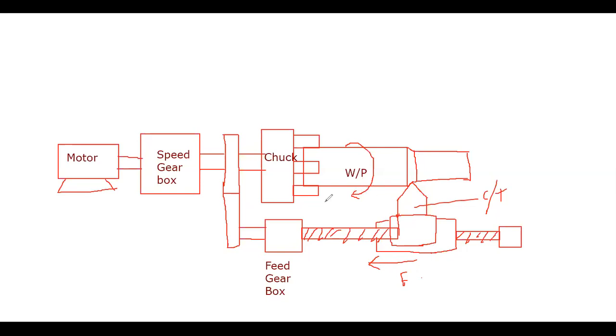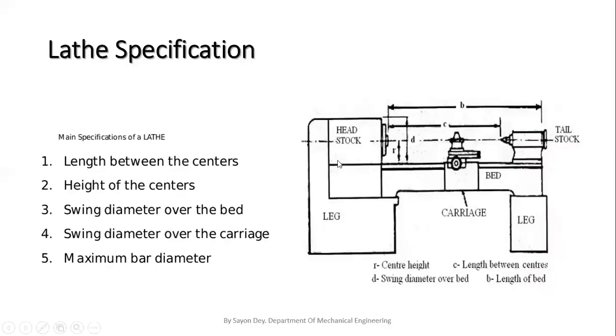So again I'm going back to my slide. After the construction part, I'm going to the specification part. How to specify a lathe? Suppose you want to buy a lathe, you first have to specify which type of lathe you want, and what the characteristics and specifications will be. In the specifications the main points are the length between the centers.